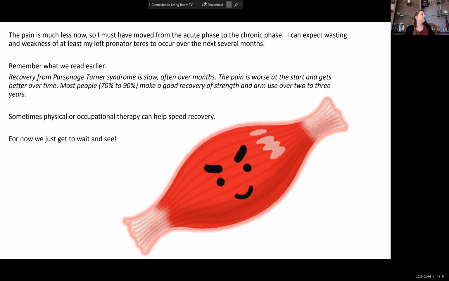So really all I can do at this point is treat any pain I have. I'm still taking pain meds, and then just kind of wait it out for the next however long. Could be a couple months, could be a couple of years. So we'll see where it goes. I'm very interested to see where it goes. I'm a little anxious, obviously.